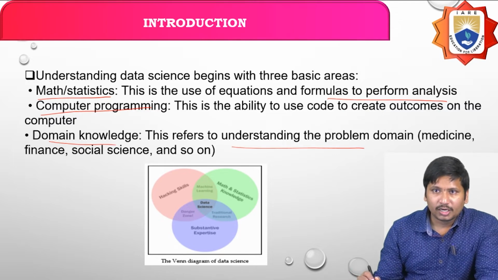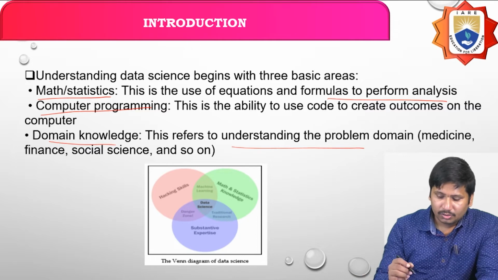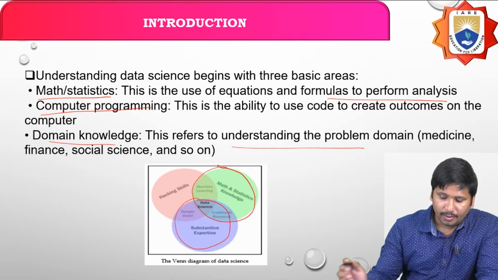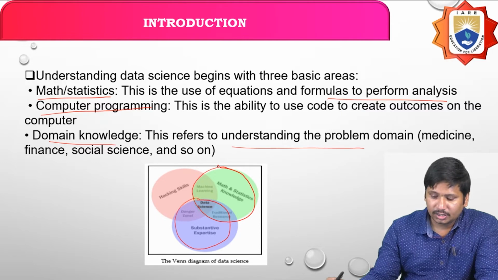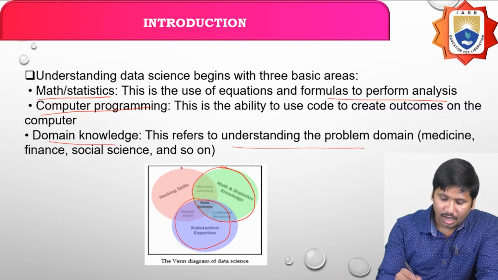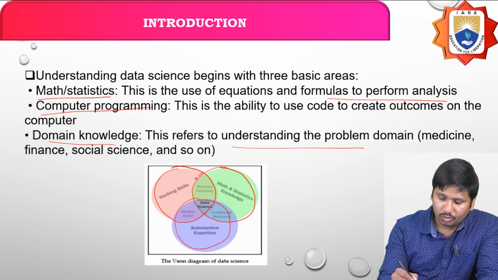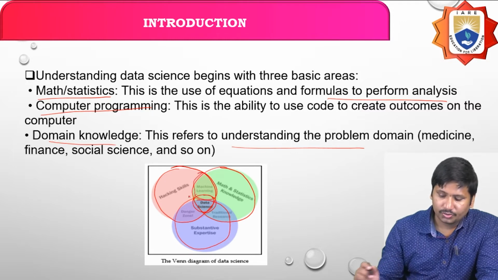If I construct this Venn diagram, this should be the substantive expertise, this should be the knowledge of maths and statistics, and then we need hacking skills. The intersection of mathematics and statistics knowledge and hacking skills covers the machine learning part and some part of data science also.